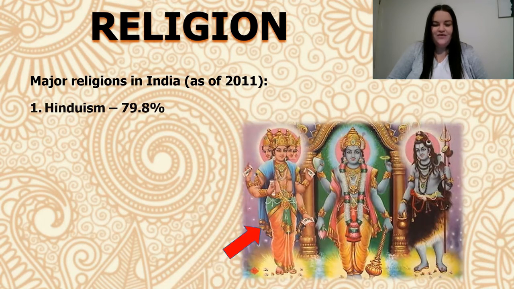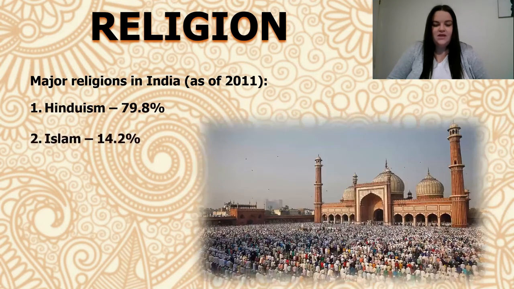Brahma is the creator of the universe and all creatures. Although their names are similar, Brahma is not to be confused with Brahman, who is the supreme God force present in all things. Vishnu is the preserver of the universe. He maintains order and harmony. Shiva is tasked with destroying the universe in order to prepare for its renewal at the end of each cycle of time. Number 2 is Islam, with just over 14% of the population identifying as Muslim.